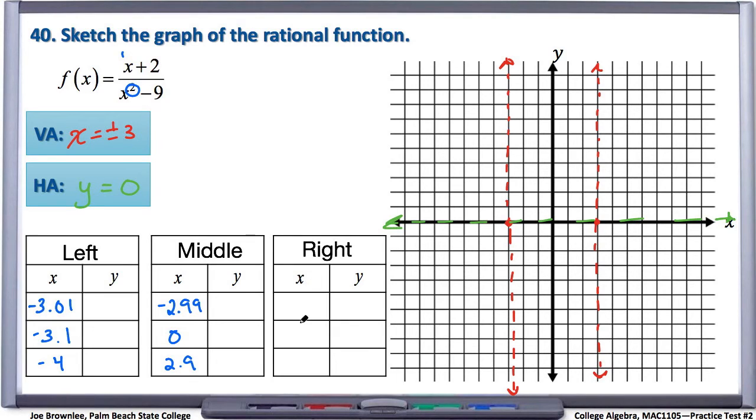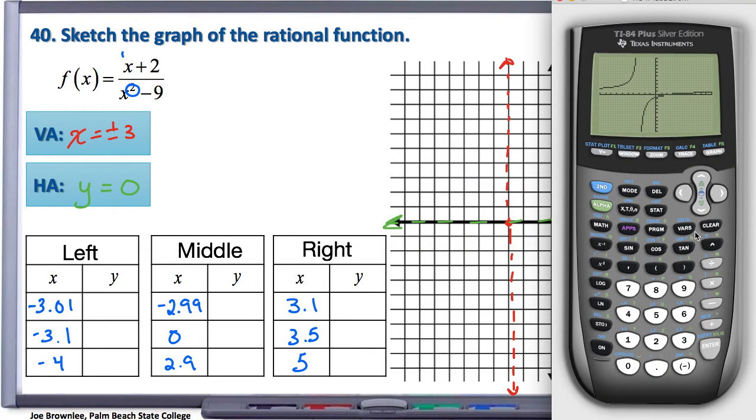And then lastly, again, all arbitrary, let's choose something just to the right of positive 3. So how about 3.1? I don't know, 3.5. We'll see what that gives us. And let's jump a little bit and we'll try 5 and see what that looks like. Again, these are arbitrary. I randomly chose these and we'll see what happens.